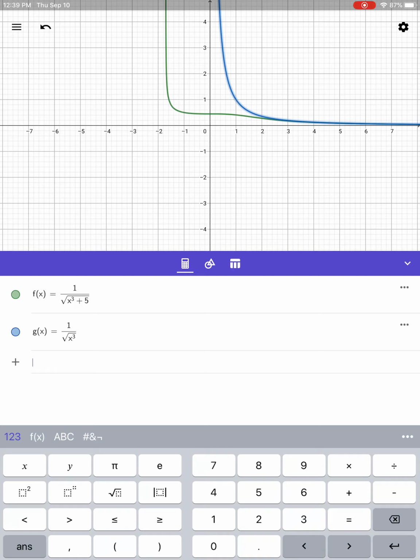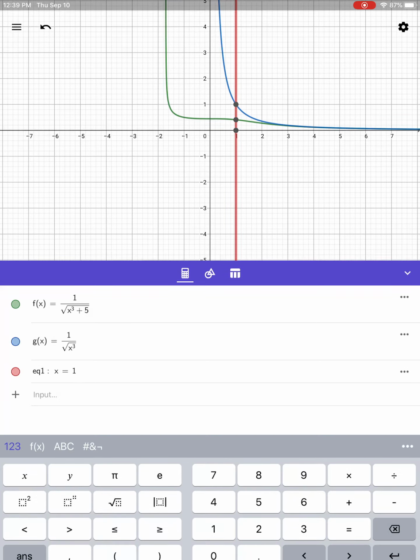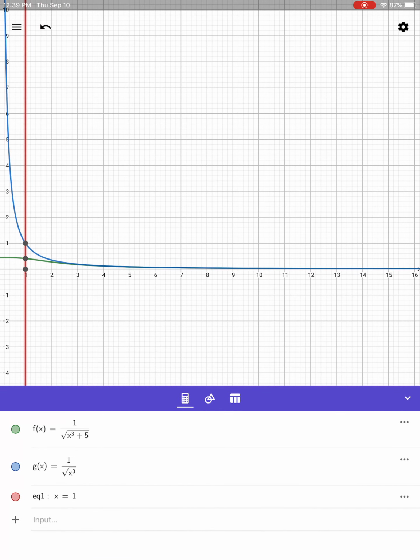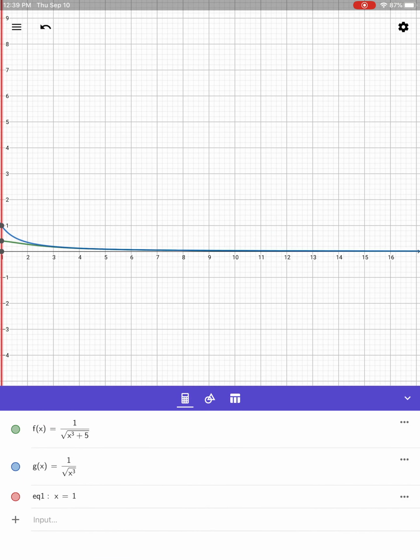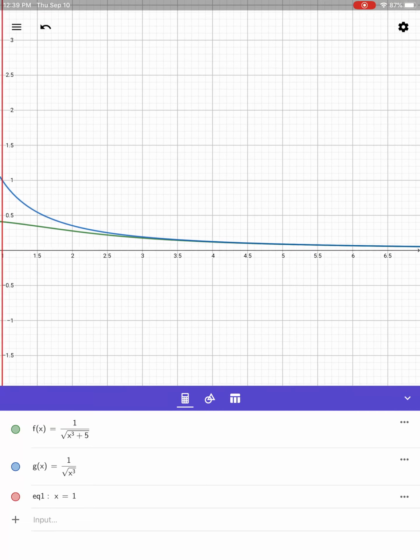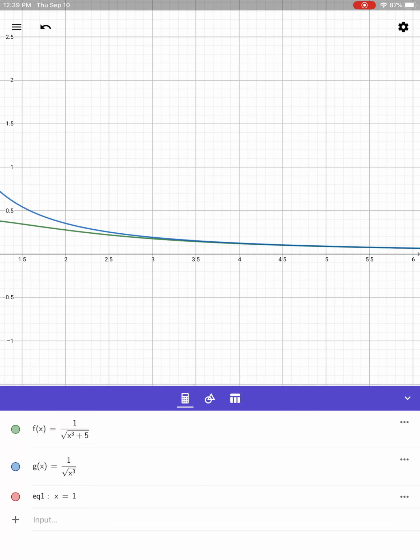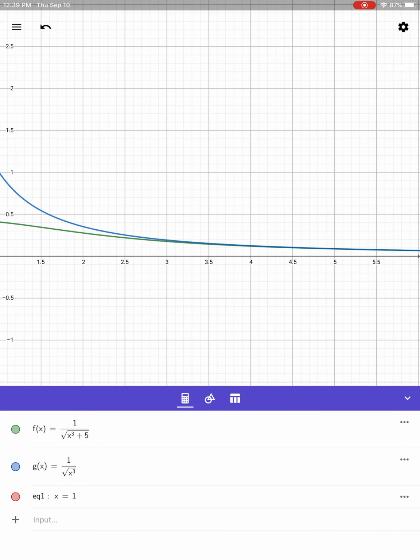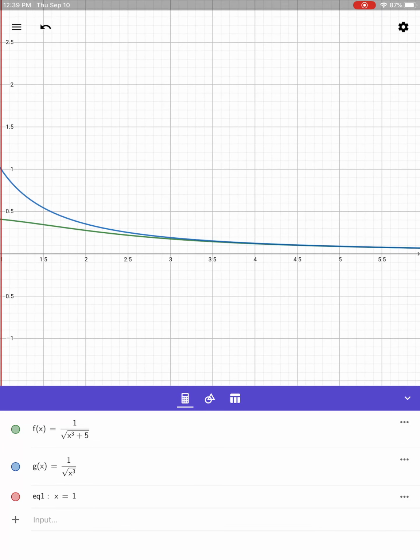So I'm just going to go ahead and place a vertical line at x equals 1 so we know where to start looking. So we only care about that region, right? That's a nice, easy way to see it. And I can zoom in and out as much as I want. So I'm going to zoom in to about there because that seems to really show you what's happening here.